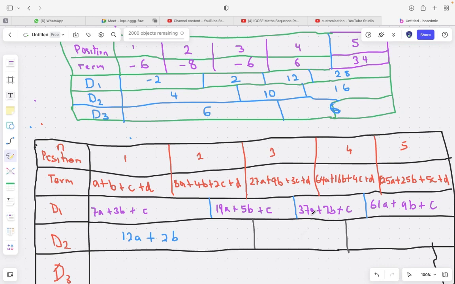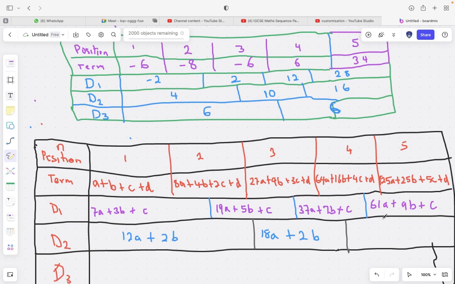Now we move to this one. 37a minus 19a. I think we get 18, right? So we get 18a. And then we'll say 7b minus 5b, we get 2b. So we have 18a plus 2b. C minus c is also 0, so no need to write that. This c minus this c, you get 0.